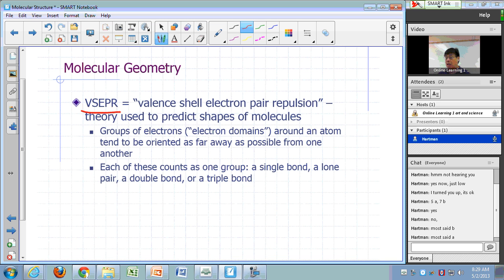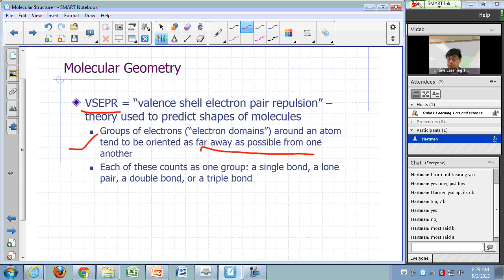To determine the shape of the molecule, you have to think about the fact that these groups of electrons sticking out of an atom would be trying to repel each other. Okay, so the basic idea in VSEPR is that you have groups of electrons around an atom. They tend to be oriented as far away from each other as possible, and that's because electrons repel each other. So for purposes of determining molecular geometry, the shape of the molecules, we count each group of electrons around an atom.